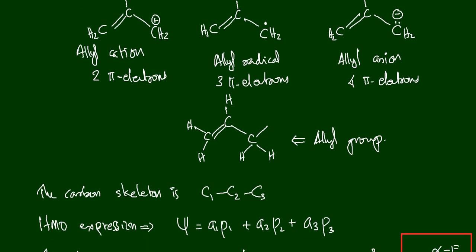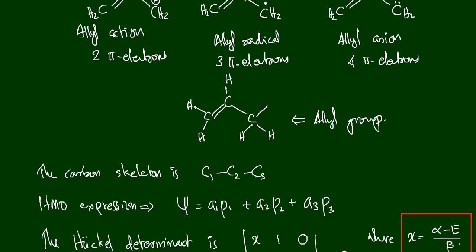Okay, and we can call this type of group, whether it is cation, radical, or anion, as the allyl group. Okay, and the carbon skeleton here is C1, C2, C3. C1, C2, C3 is the carbon skeleton. And therefore, the HMO expression is psi is equal to A1 P1 plus A2 P2 plus A3 P3, where P1, P2, and P3 are the p-z atomic orbitals from each carbon atom.